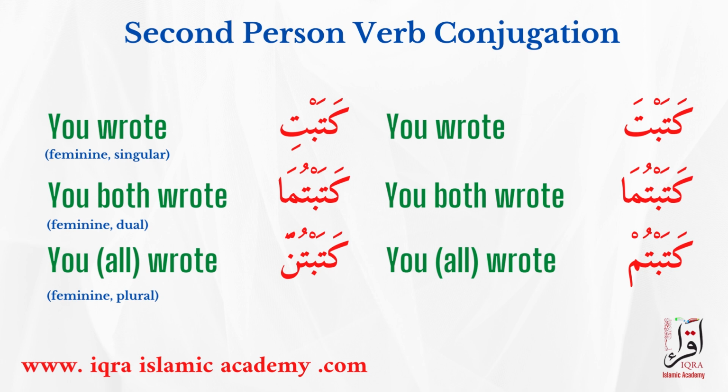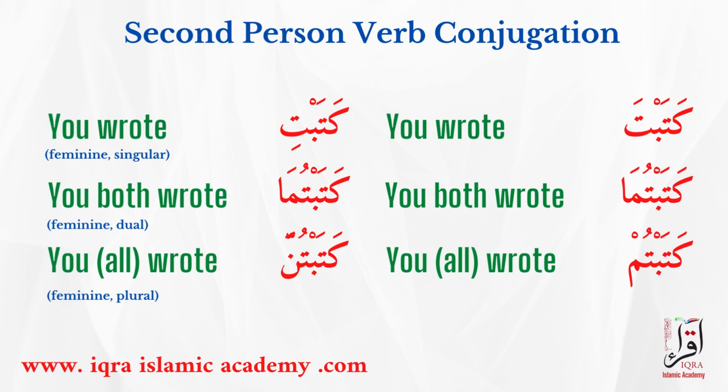Katabta. When we add a ta maftuh at the end, it becomes katabta. The point to note here is in the second person verb conjugation, the third base letter always gets a sakin. Katabta, you wrote. When we add the ta maftuh, it becomes katabta. From kataba to katabta, you wrote.